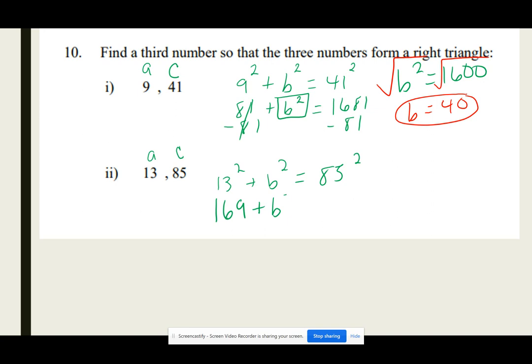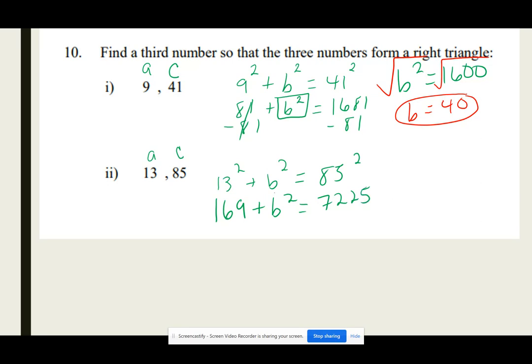We don't know what b squared is. And then you definitely need a calculator for this. 85 squared is 85 times 85, or you can use the 85 and the caret button too. And you get 7,225. Whew, that's a big number.